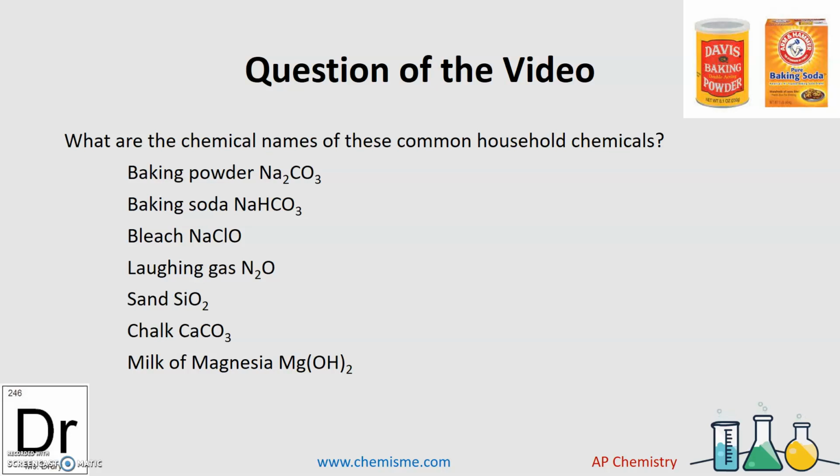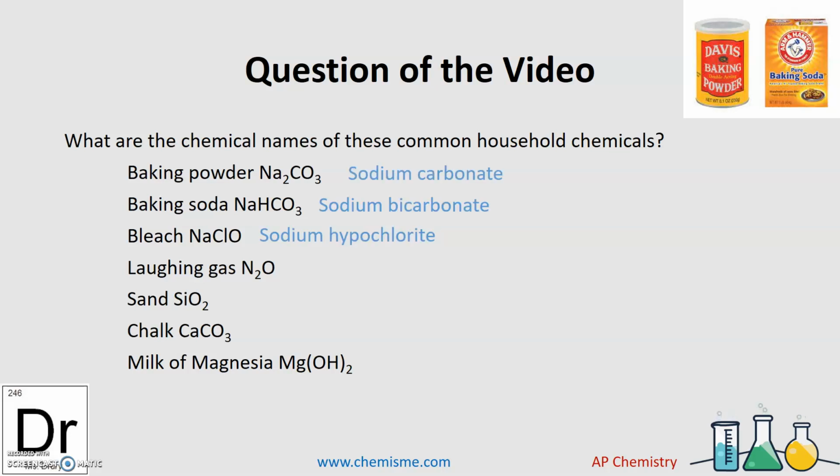That actually makes it so baking powder is pretty straightforward, and baking soda actually bubbles when you add water to it because of the formation of H2CO3, which immediately breaks down into water and CO2, which we saw in a previous video. Bleach is also known as sodium hypochlorite.